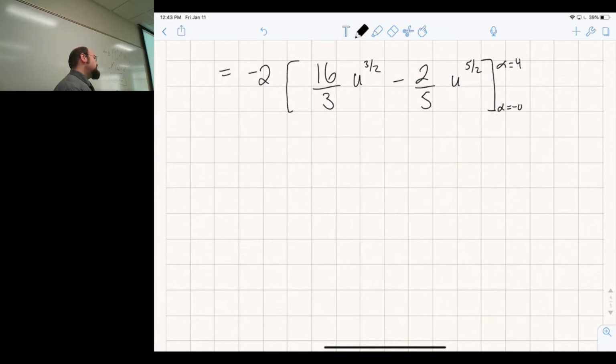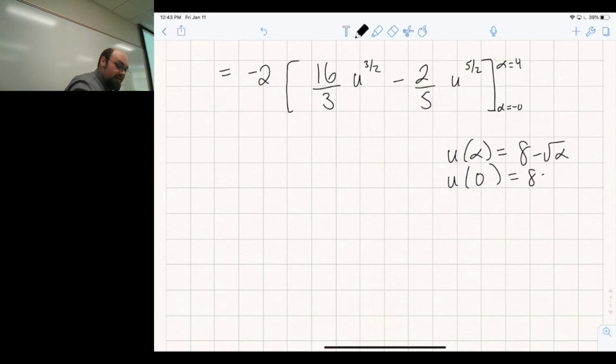So here there's two things you could do. You could either go back and substitute what you had for u into this expression now, and then plug 4 into that. And I don't know about you, but God, that sounds awful. Or we can now take what we have for alpha and plug it into our u. Because remember, u of alpha is equal to 8 minus the square root of alpha. So u of 0 is going to be 8 minus 0, which is 8. And then u of 4 is going to be 8 minus the square root of 4, which is 6.